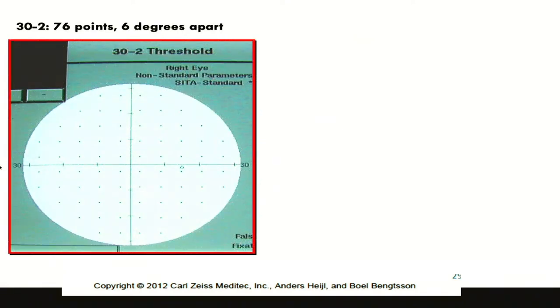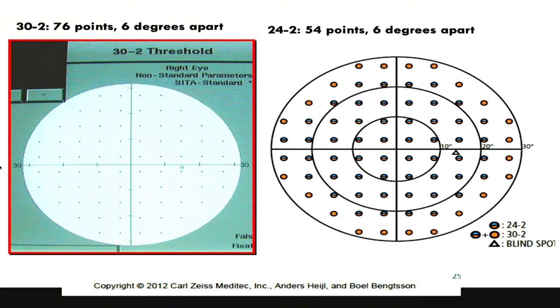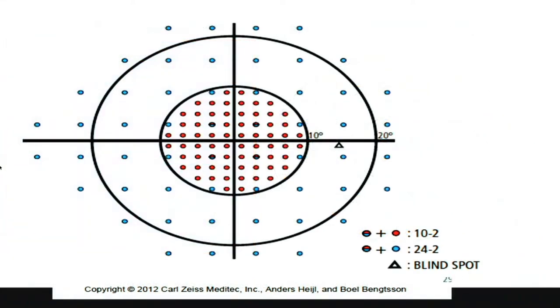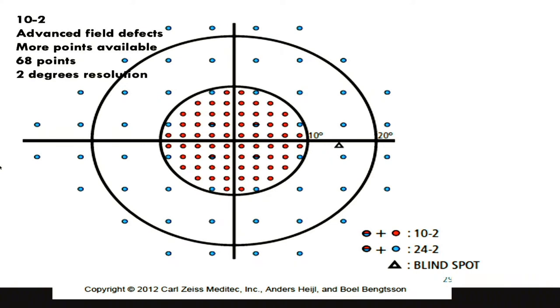Why in glaucoma we don't want to do 30-2 is because you're testing 76 points. They're all 6 degrees apart. In 24-2, you're testing 54 points, 22 points less than 30-2. Again, because you want to not only reduce fatigue, but you get the same information that you want from a 30-2. You use a 10-2 for advanced field defects where more points are available in the central 10 degrees. In a 10-2 plot, here you're testing 68 points, okay? And the resolution is 2 degrees.